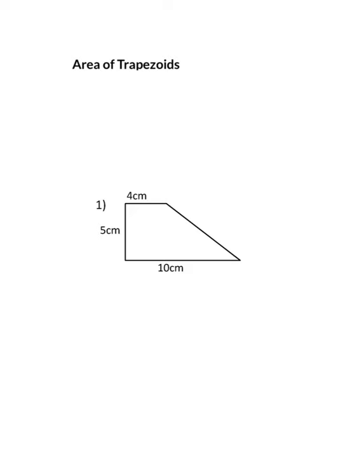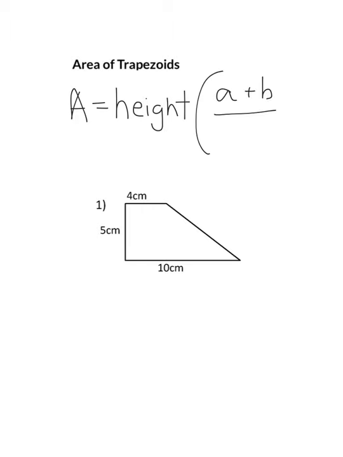So the first thing that you're going to need to know for this one is just the formula for area of a trapezoid. So the area equals the height times A plus B divided by 2. Okay? Your A and your B are going to be these numbers here, your top and your bottom of your trapezoid. And your height, remember we've talked about this before, but your height always gets measured up and down. Okay? So those are your letters there.